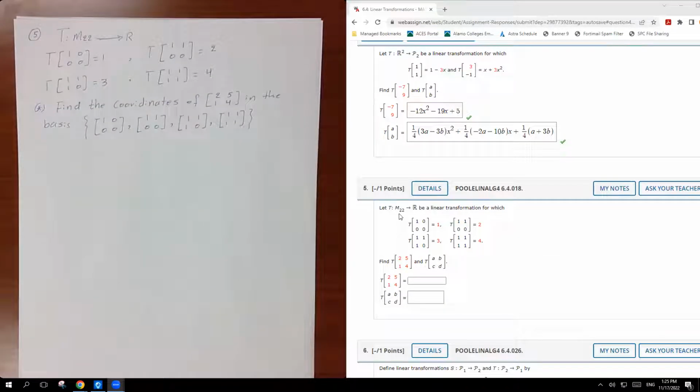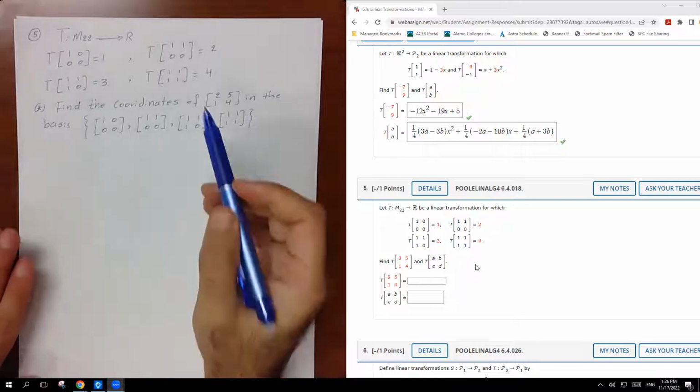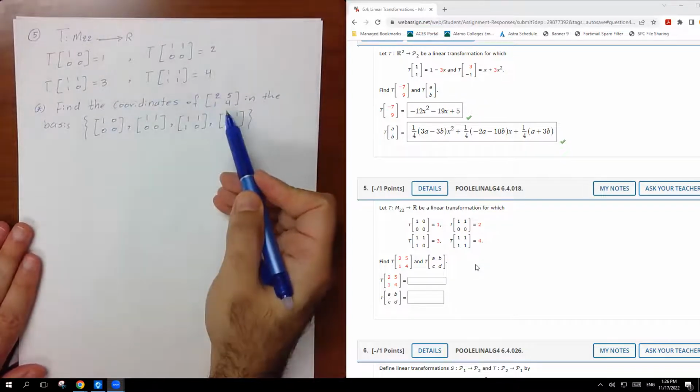Let T be a linear transformation from the 2 by 2 matrices to R, where T of (1, 0; 0, 0) equals 1, T of (1, 1; 0, 0) equals 2, T of (1, 1; 1, 0) equals 3, and T of (1, 1; 1, 1) equals 4. We need to find T of (2, 5; 1, 4), and also T of (a, b; c, d). The first thing I'm going to do here is find the coordinates of (2, 5; 1, 4).